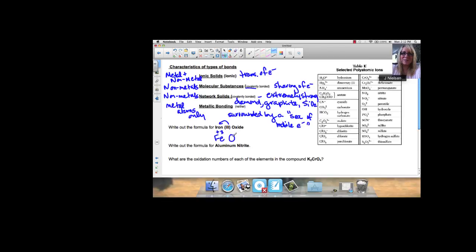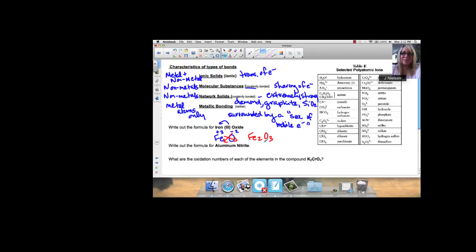Oxygen, I go to my periodic table. I look up the oxidation state of oxygen. It's -2. And remember then, I drop and cross. The 3 comes here. The 2 comes here. So my formula is Fe2O3.